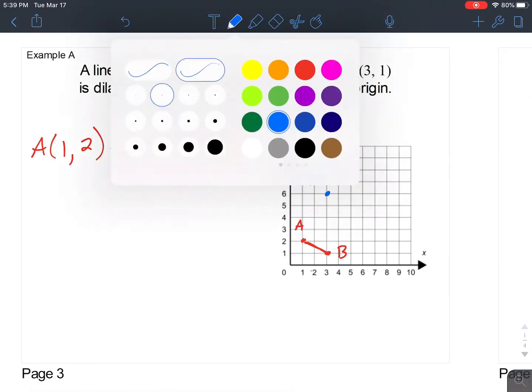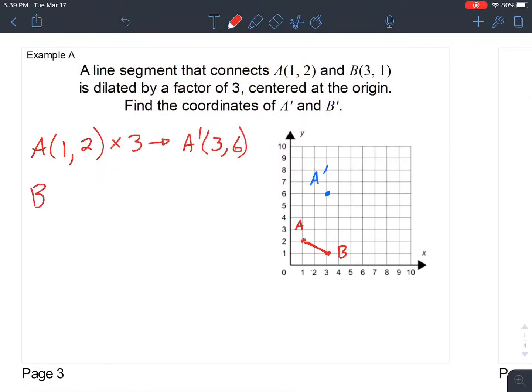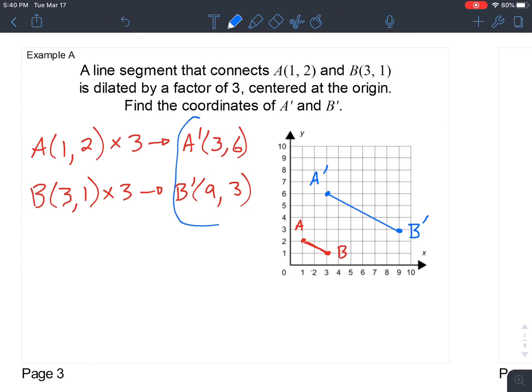Then we have to do the same thing for point B, and we have to find B prime. So we're going to start with 3, 1. We multiply both of those by 3. That's going to give us B prime located at 9, 3. So if we find that on our graph, there we go, that's where B prime is located, and I can connect the two, and there is the image. And we were supposed to find the coordinates for A prime and B prime. There they are.